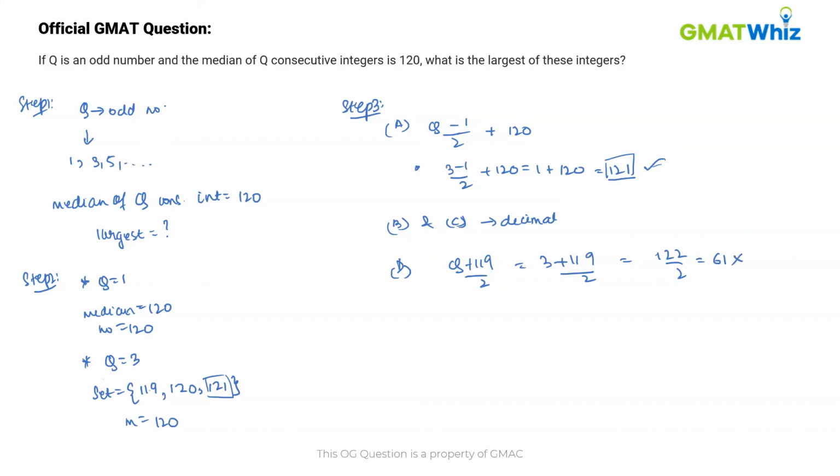And just like we eliminated option B and C, we eliminate option E because that would give us a decimal too. And hence the only possible expression for the largest of these integers is option A, (q minus 1) by 2 plus 120.